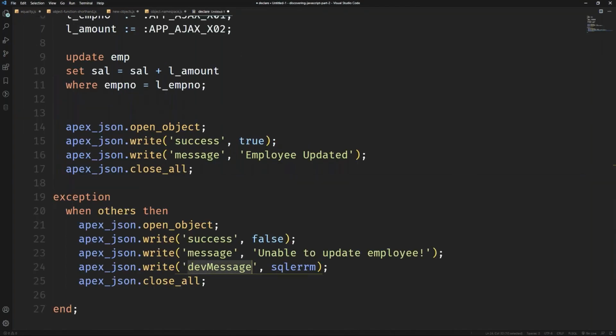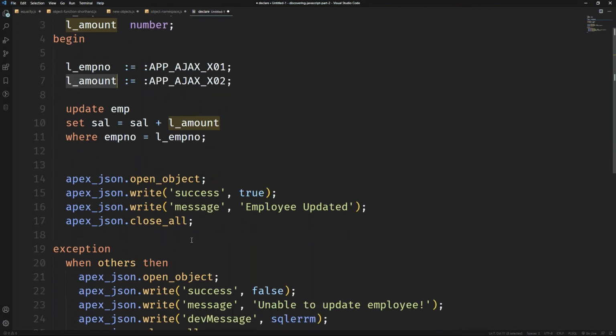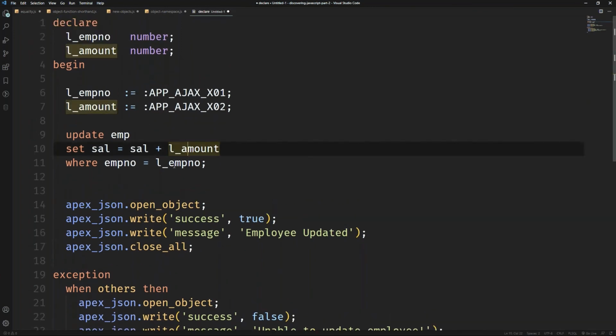The very first thing that I did is I took app Ajax X01 and I assigned it to a named variable. So right away I know, this is supposed to be employee number, and okay, this is supposed to be amount. And then all the rest of my code uses amount and empno. It does not refer to these bind variables. And that's just a choice for clarity for future developers.